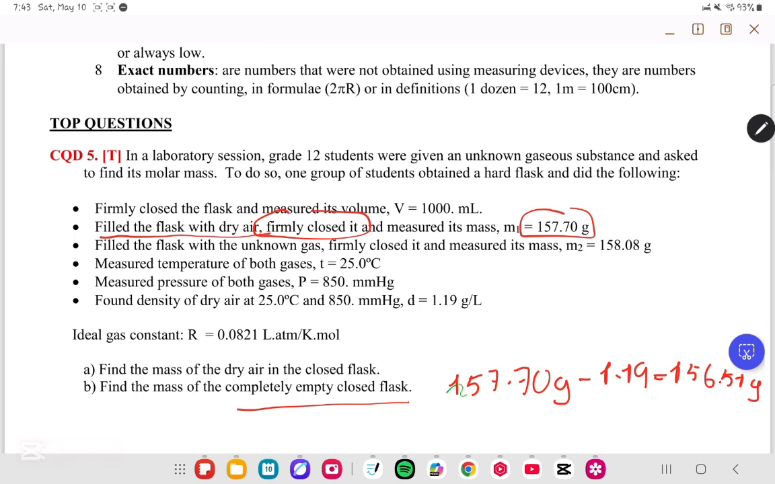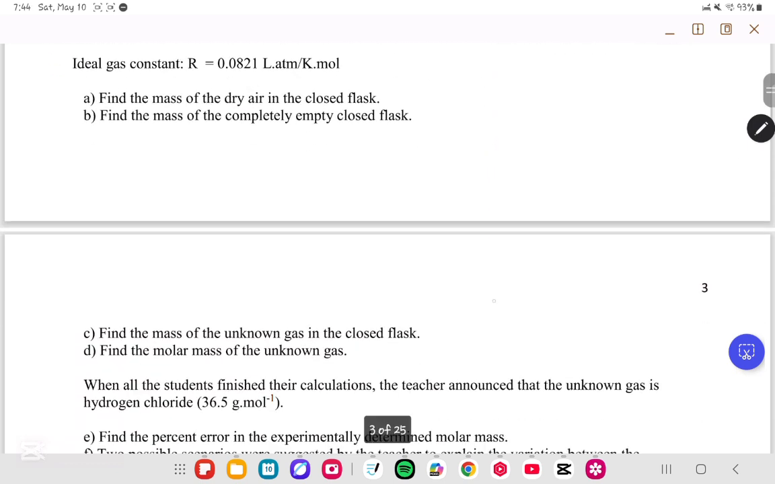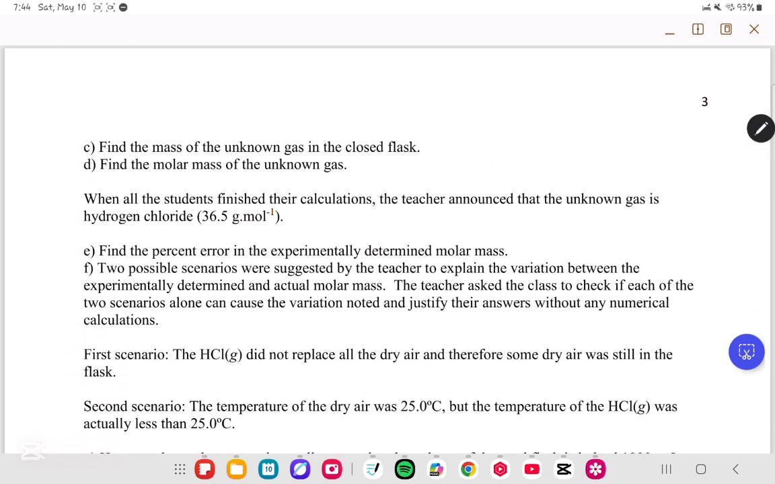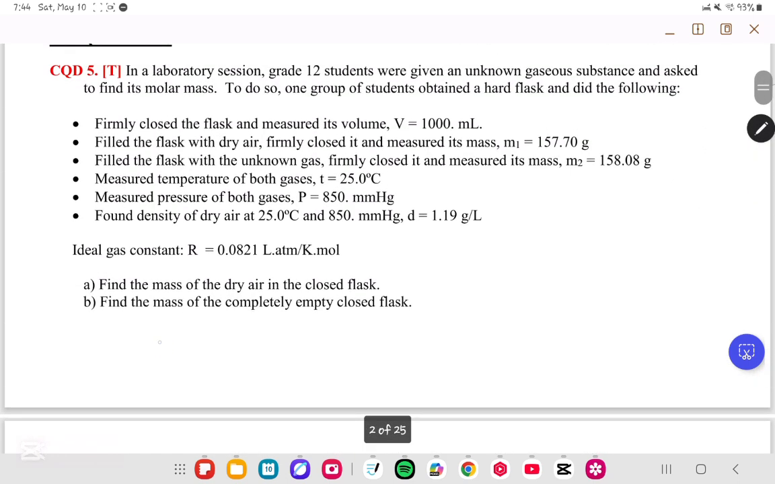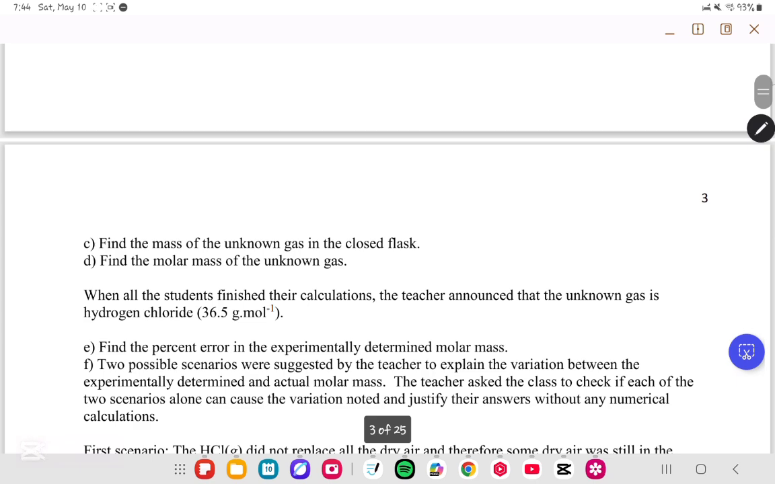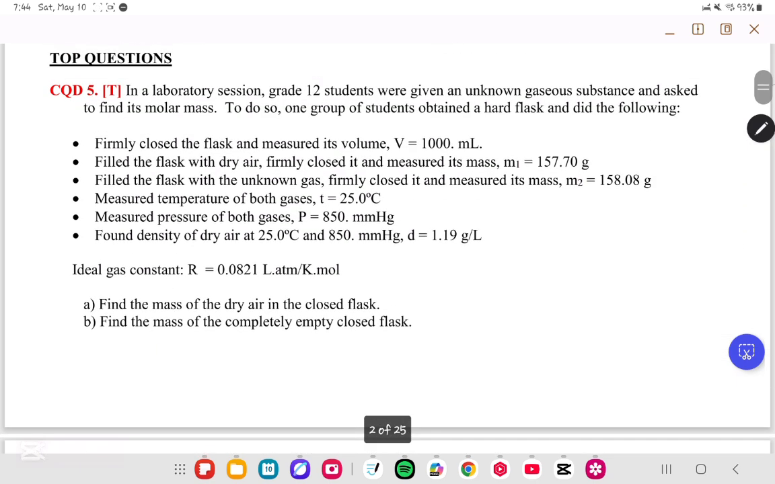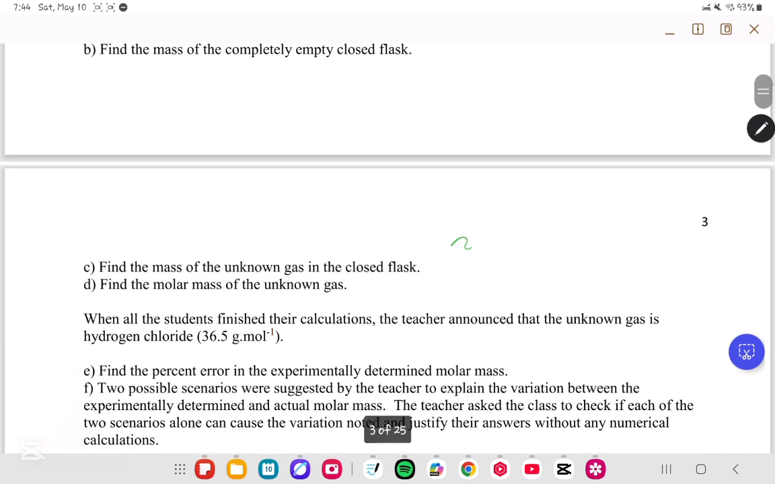What are the significant figures? This is 1, 2, 3, 4, 5. This is 1, 2, 3. So you'll round it to 3 significant figures, which is 157 grams. That is it for part B. We move on to part C. Find the mass of the unknown gas in the closed flask. They told us that after that, they filled the flask with the unknown gas, firmly closed it, and measured its mass. So we know that the mass of the unknown gas is going to be the total mass that they found over there, which is 158.08 grams.